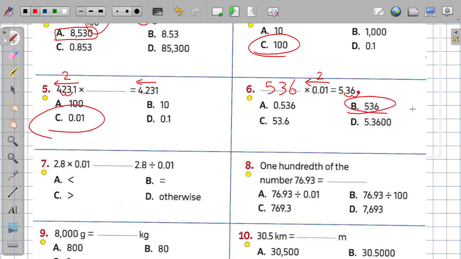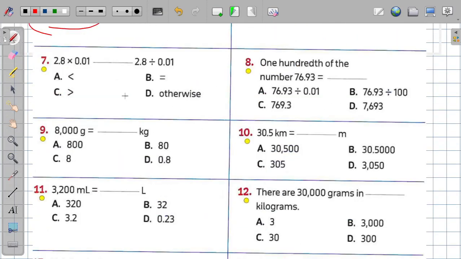So the result will be, or the original number will be 536. Next, I have 2.8 multiplied by 0.01, and on the other side I have 2.8 divided by 0.01. Here we will move the decimal point 2 places to the left, but here we will move the decimal point 2 places to the right.